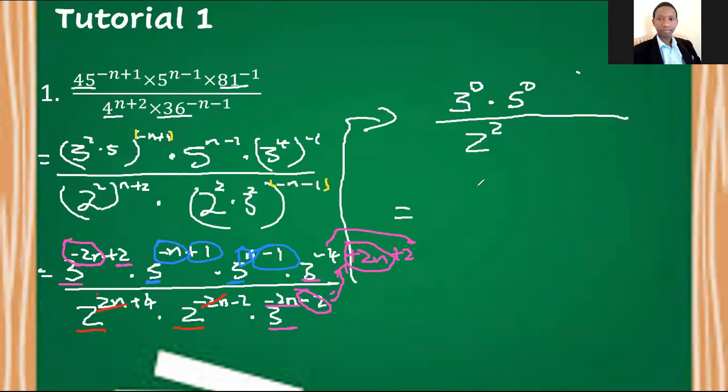Therefore, we know anything to the exponent 0 is 1. And then 2 squared is a 4. The final answer is a quarter. In other words, 1 over 4.